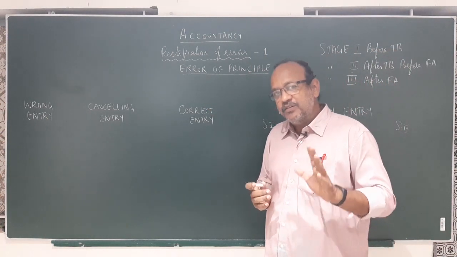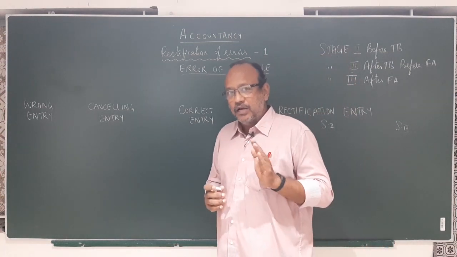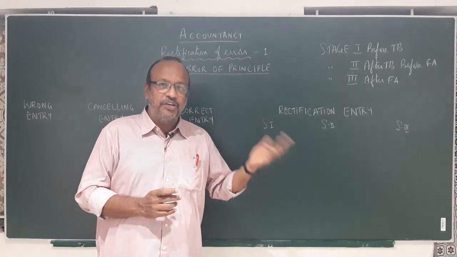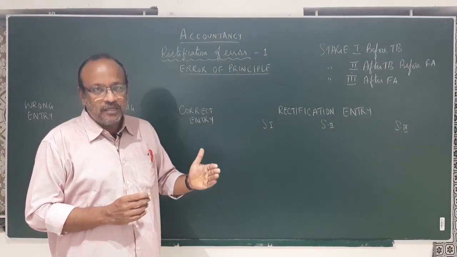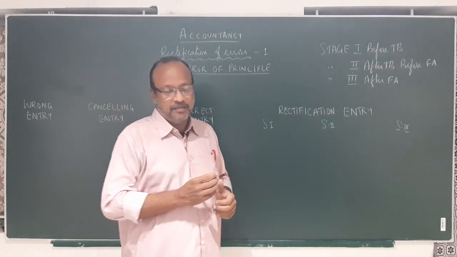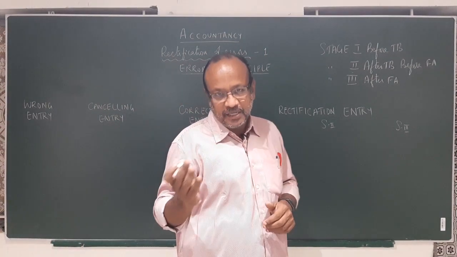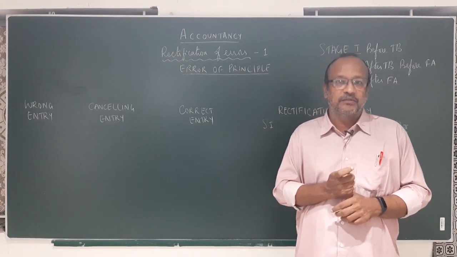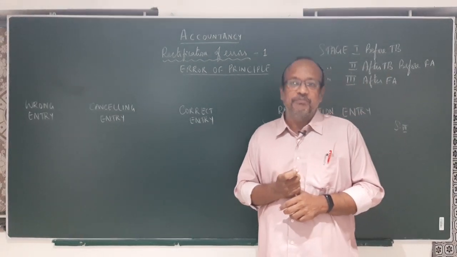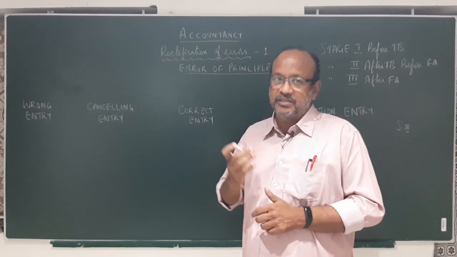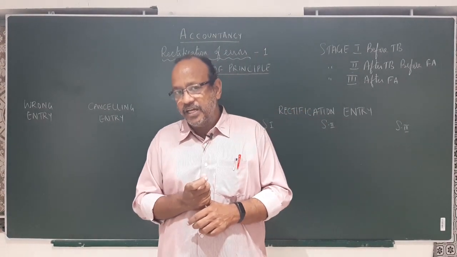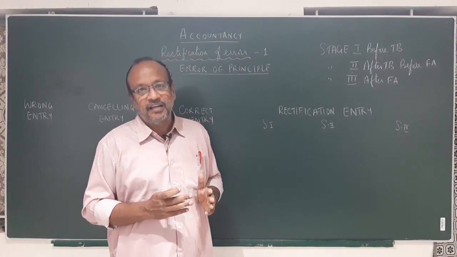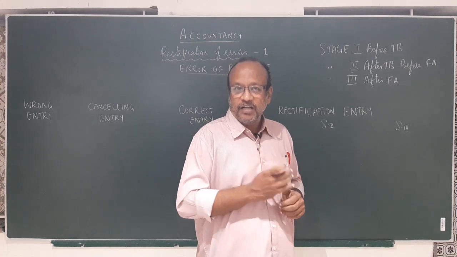Now, this error of principle happens when a capital item is treated as a revenue item or a revenue item is treated as a capital item. Say, for example, purchase of machinery, it has to be debited in the machinery account. For that matter, any fixed asset we purchase has to be debited in that particular fixed asset account. But by mistake, if we are debiting it in the purchases account, treating it as ordinary goods, what happens?